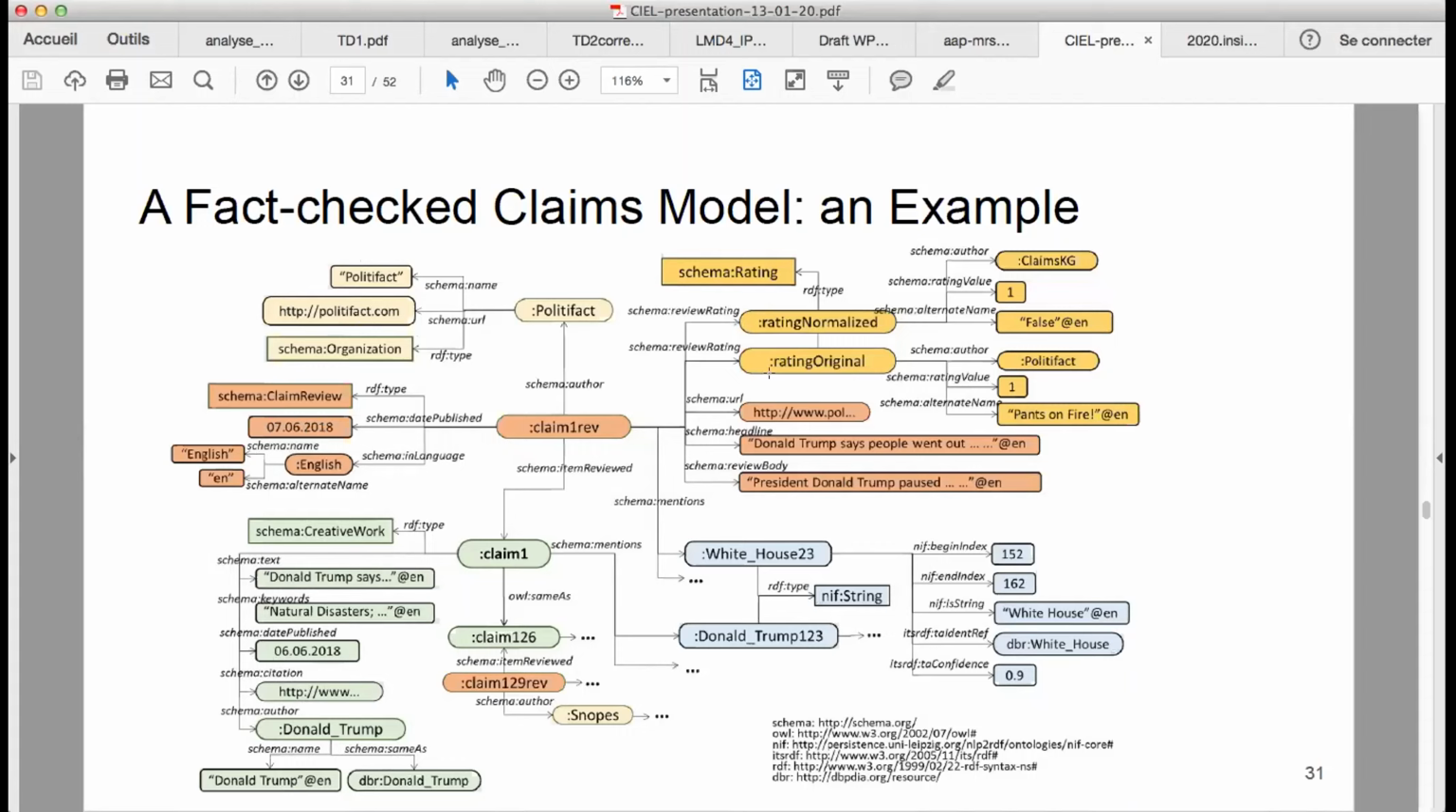And then we have information related to the rating, so the truth value of the claim. What I would like to do is open a small parenthesis here to emphasize the fact that various fact-checking organizations have different means to represent their truth values. Usually they're somehow constructed for their own purposes.